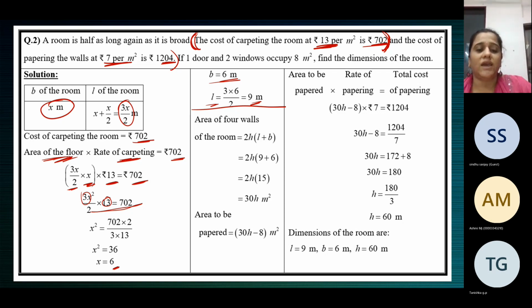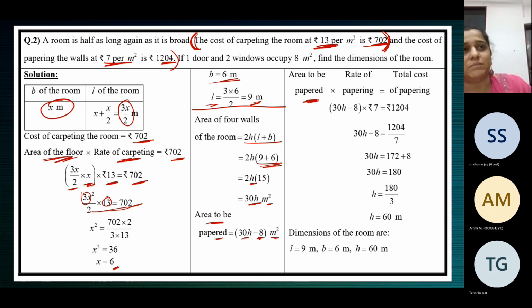Okay, now see here. Area of the 4 walls of the room is equal to 2h into L plus B. You know L and B, so substitute that. You do not know h. So h is h only. L and B, you know the value, substitute, and you get 30h meter square. 30h meter square is the area of 4 walls, without the doors and windows, minus 8. So area to be papered is actually 30h minus 8 meter square, correct? 30h minus 8 meter square is the area to be papered.